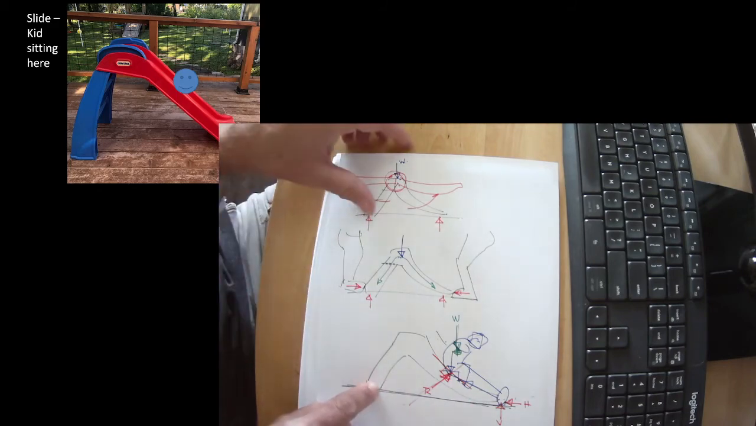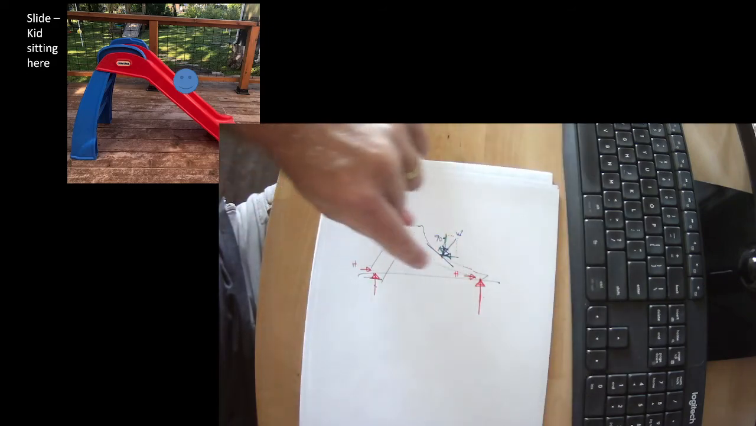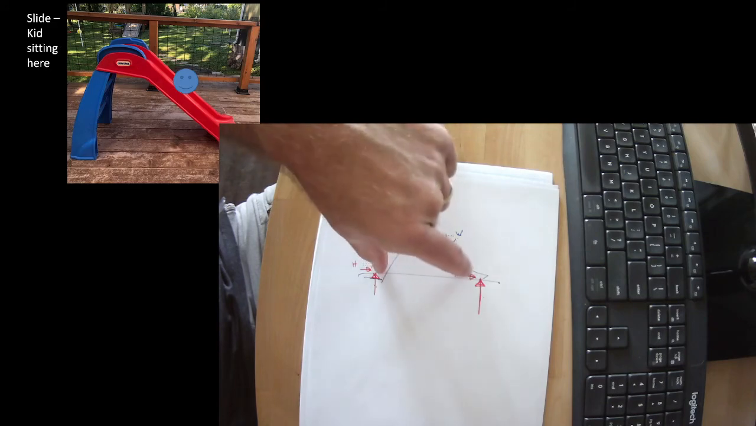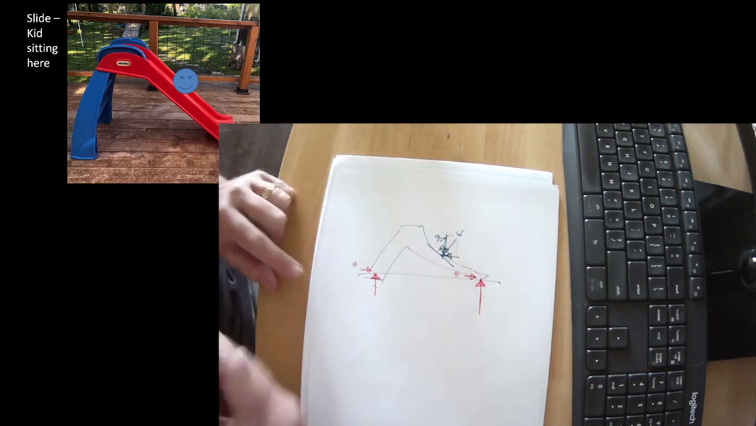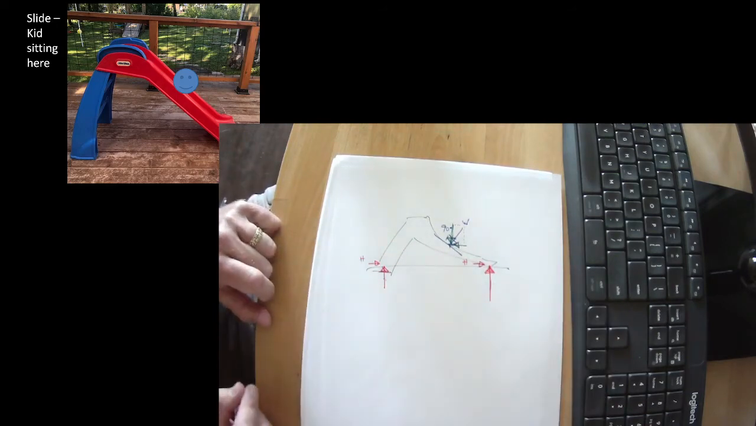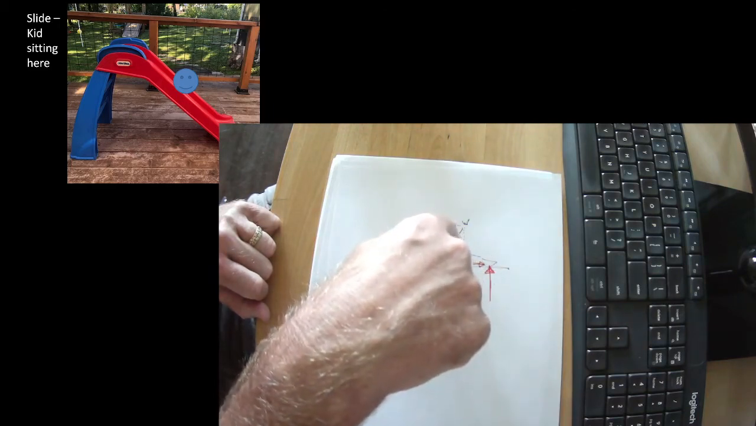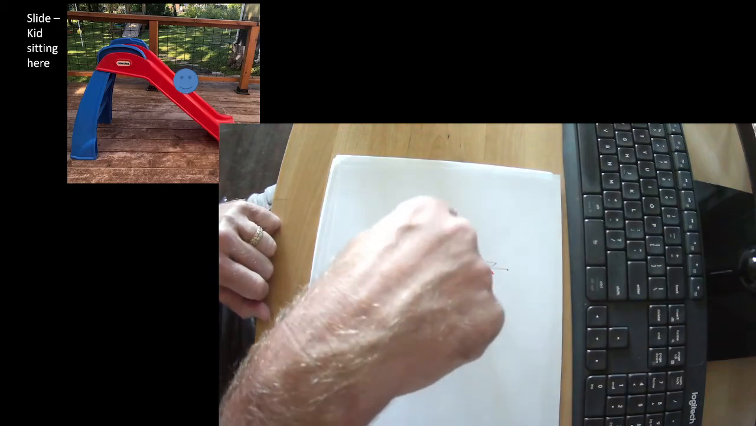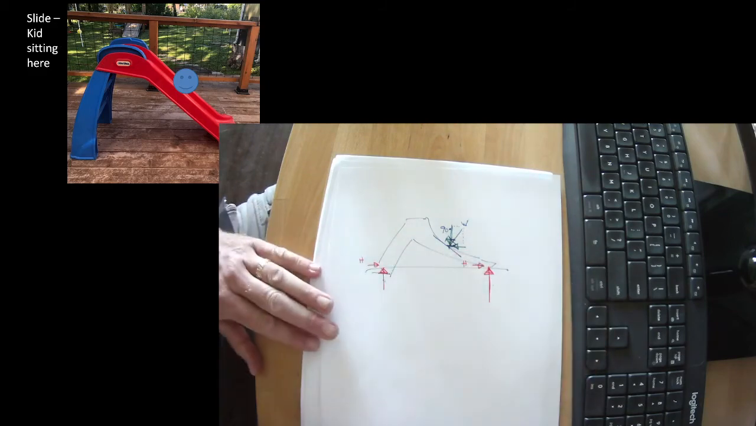Very little friction down here, which means that we will very quickly overcome this horizontal resistance due to friction, which means that we are no longer in equilibrium and the slide is going to move over. So when someone is sitting halfway down the slide trying to hold themselves there with their feet on the ground, the slide is probably going to slide back.